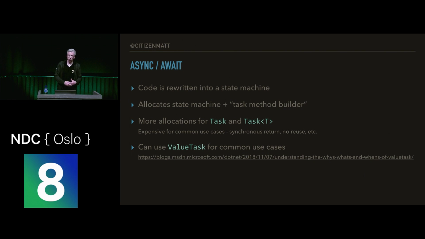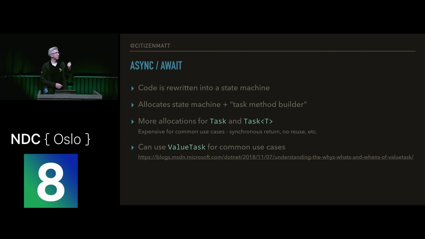But it also doesn't help with some of the common use cases. If you have a method that is going to complete synchronously rather than asynchronously, so sometimes it needs to go off and do something for a long time, but sometimes it can say, nope, I've got the answer, here it is, it's going to do allocations for those times when a simple method return would have been better. There's also no chance for reusing some of those objects. When you create a Task of T and you give it a value, you can't necessarily reuse that. So it's just a throwaway item which has been allocated.